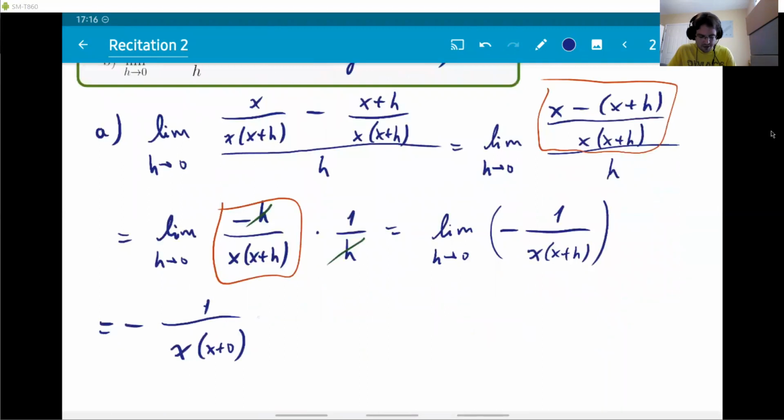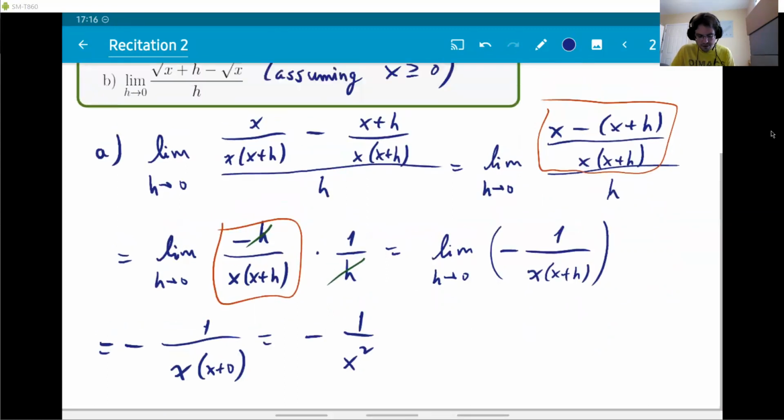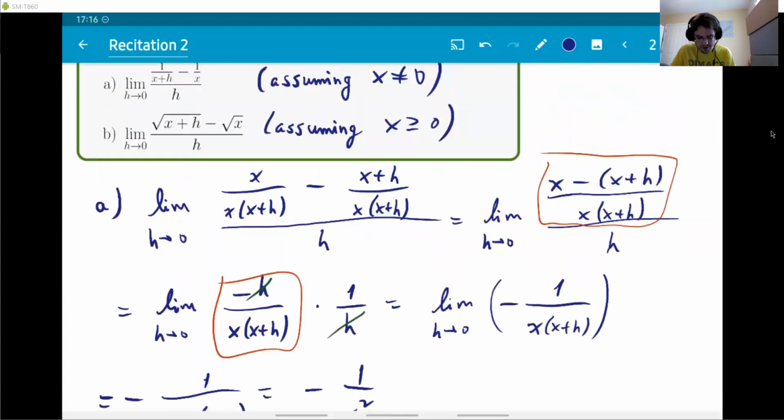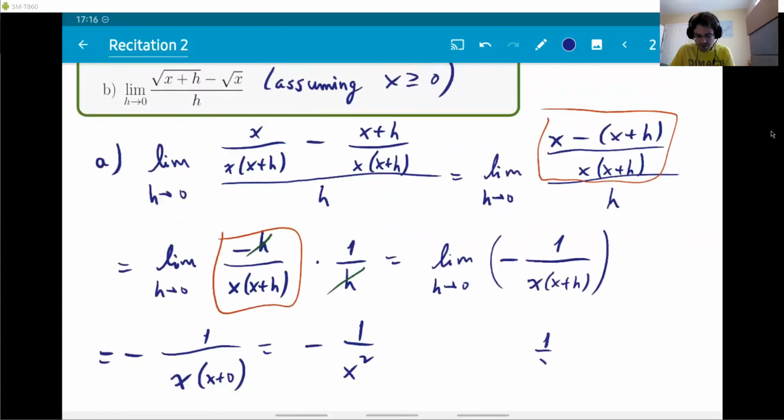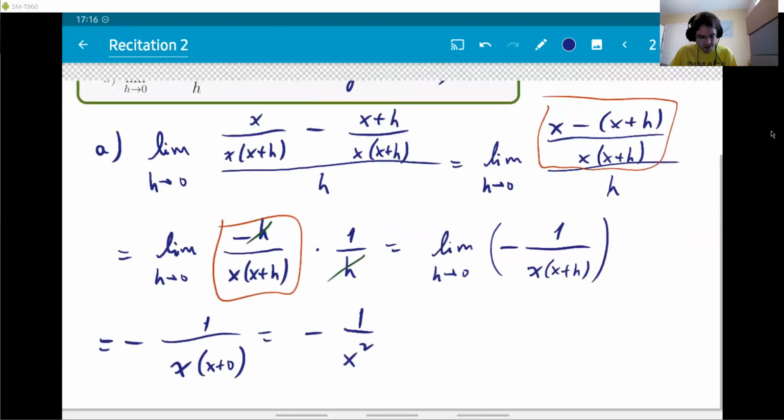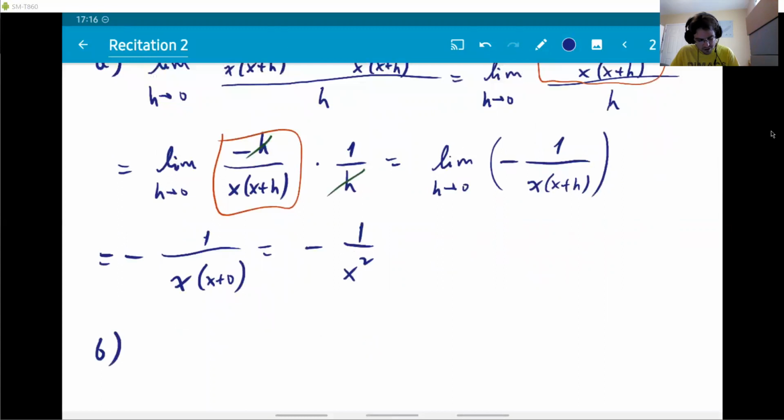And what is x times x plus 0? That is just x squared. This is our final answer because they said find an answer involving only x. That was item A. If you're curious, this computation finds the derivative of the function 1 over x. We're going to study this in the near future. Meanwhile, item B is computing the derivative of the square root. Let's look at item B. I'm going to copy it down here. Again, try to do this yourself first.